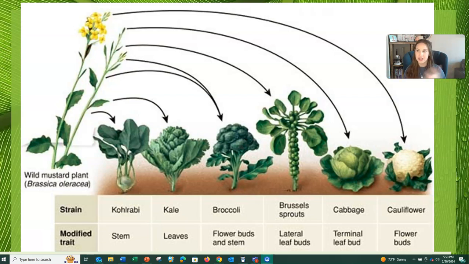So genetic variation happens in plants and animals alike. It can happen naturally, or we can cause these changes to happen based on selective breeding. What we will do, what we will select to then breed together and reproduce something new.